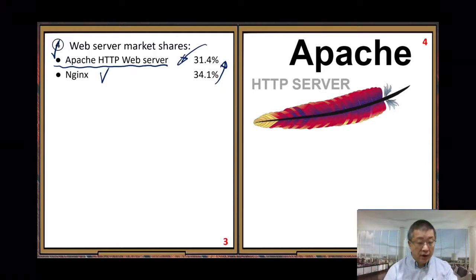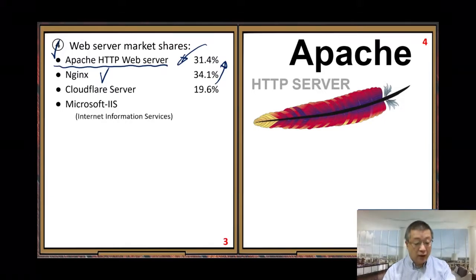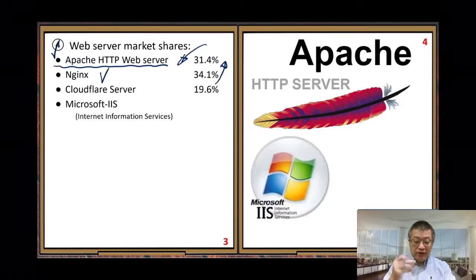So for other web servers, Cloudflare server, 19.6%. Also pretty big market share. Last year not this big. Yeah, growing. And Microsoft IIS. Microsoft, it's also a big player. Web server, IIS, Internet Information Services, IIS. So this is the logo.